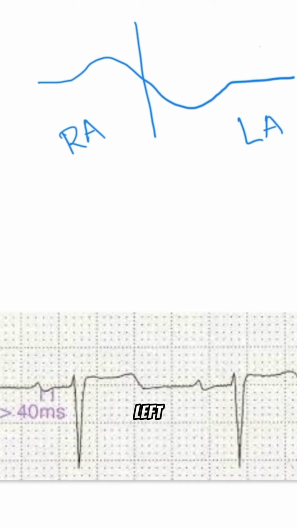In left atrial enlargement, the second half of the P wave gets wider. So it will go more than 40 milliseconds and it will get deeper also. That will be more than one box.